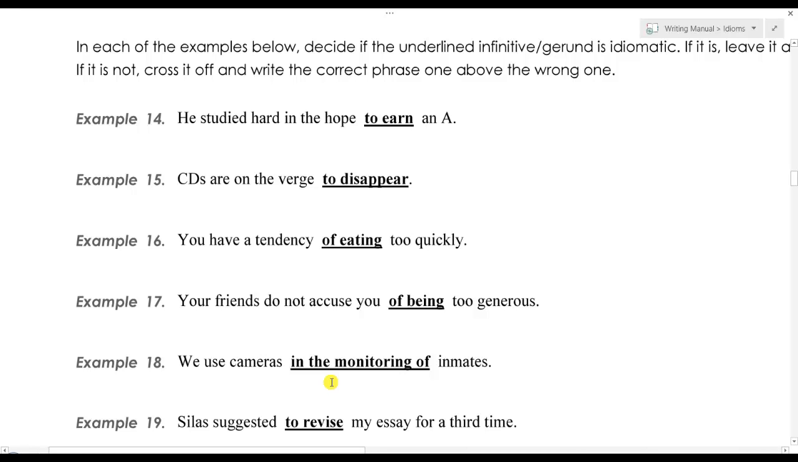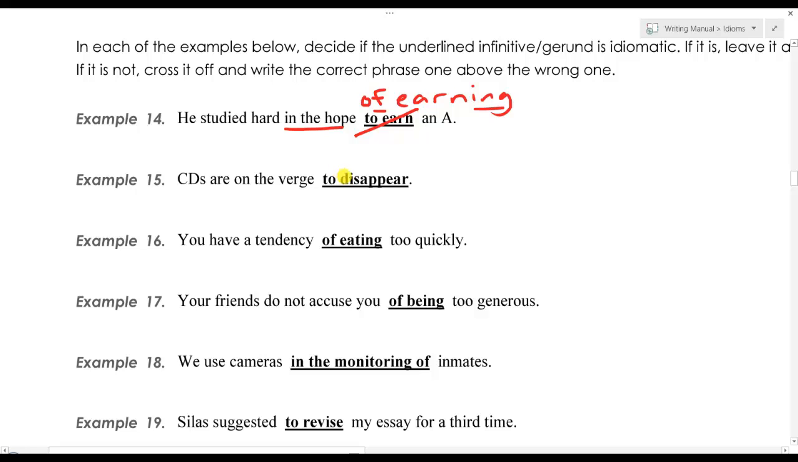We will now go through 14 through 19. If you haven't finished, obviously pause the video again. He studied hard in the hope to earn an A. No, we do not want the infinitive here. We want the gerund. You study hard in the hope of doing something. In this case, we would say of earning an A. You do something in the hope of doing something.